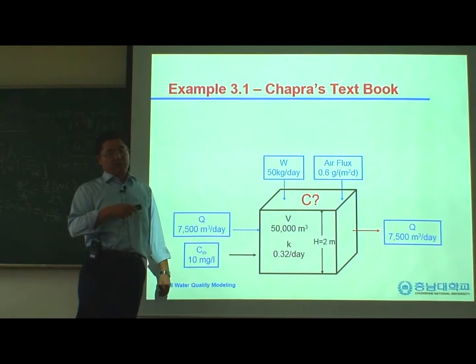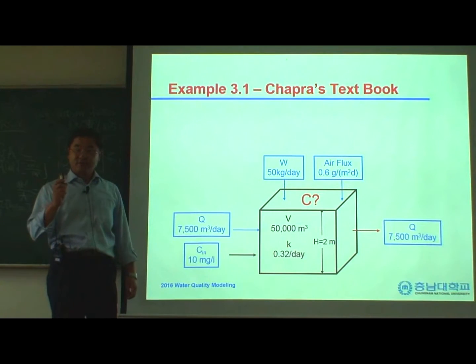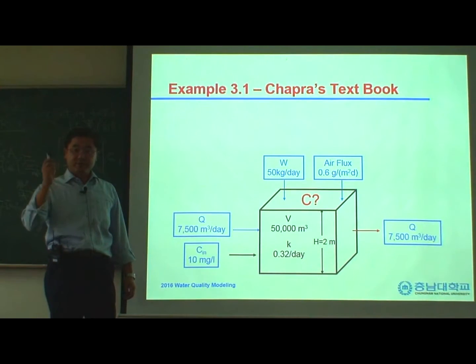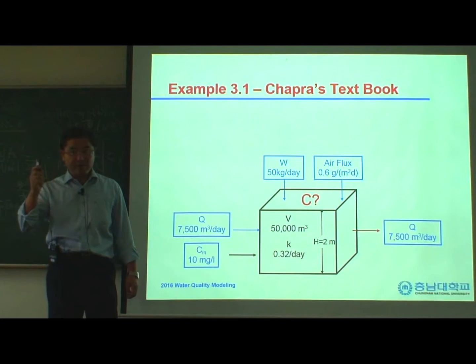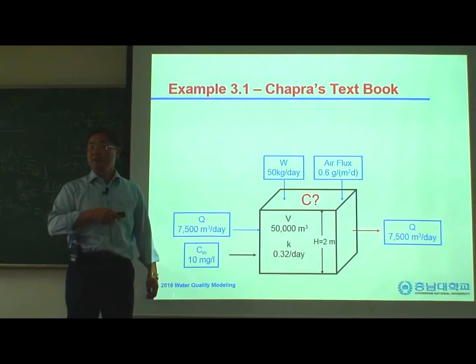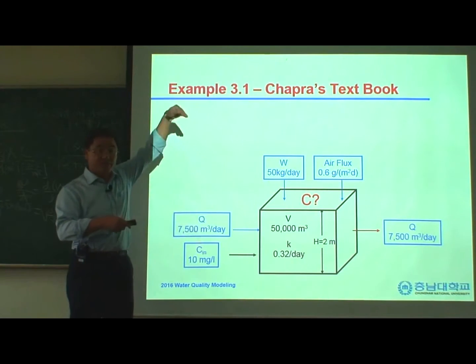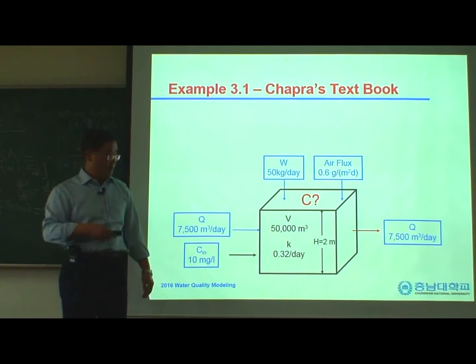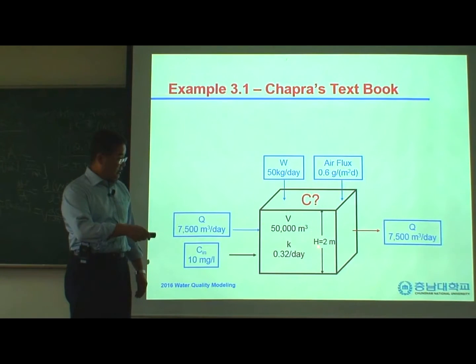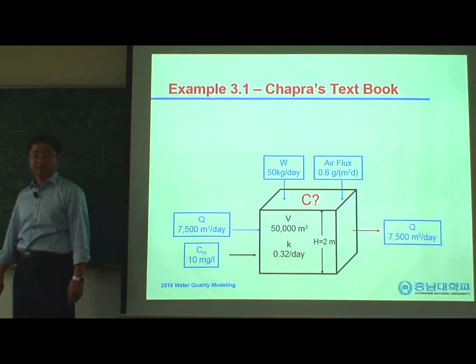If there is air flux, now we have flux here. When you talk about flux, what is it? Mass per area per time. And if I know area, then I can calculate mass per time. So here I simply need to know this area. Then I will multiply by this area to calculate the input from the air. What is the area? I know volume, I know H, then V divided by H is my A. Then I can simply calculate the loading coming in from the air.